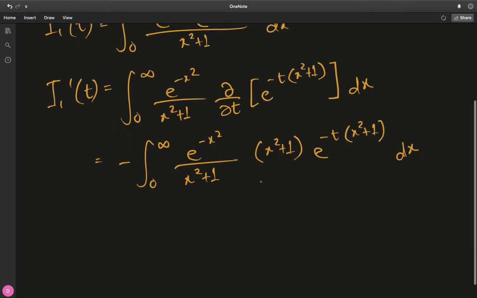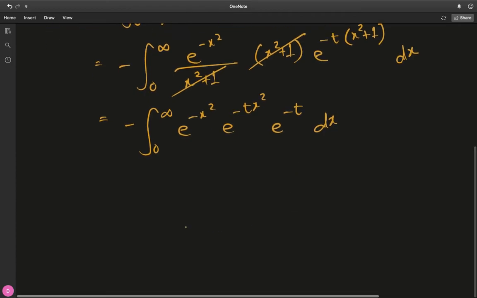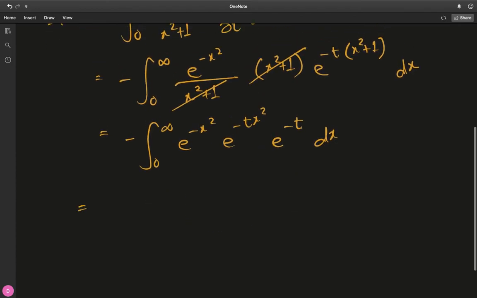Now notice the great part of using this parameterization was that the denominators cancel, so we just have negative integral from 0 to infinity of e raised to negative x squared, and we can write this as e raised to negative t x squared times e raised to negative t, dx. We can pull the e raised to negative t out because it does not depend on x. We have the integral from 0 to infinity of e raised to negative x squared times t plus 1, dx.